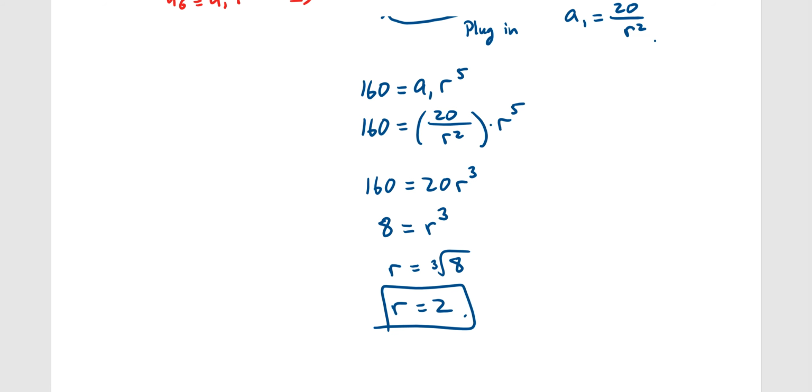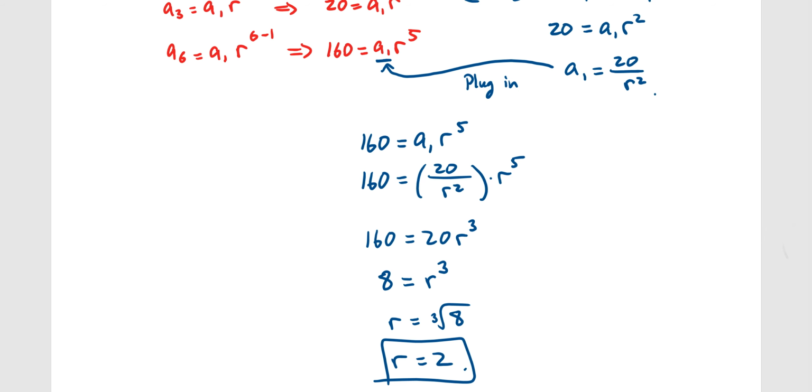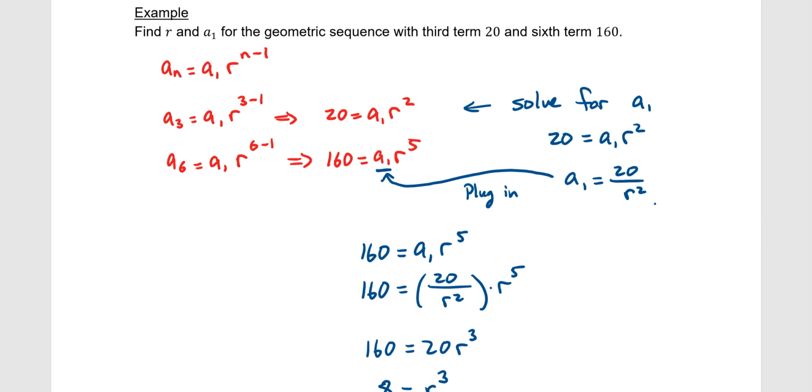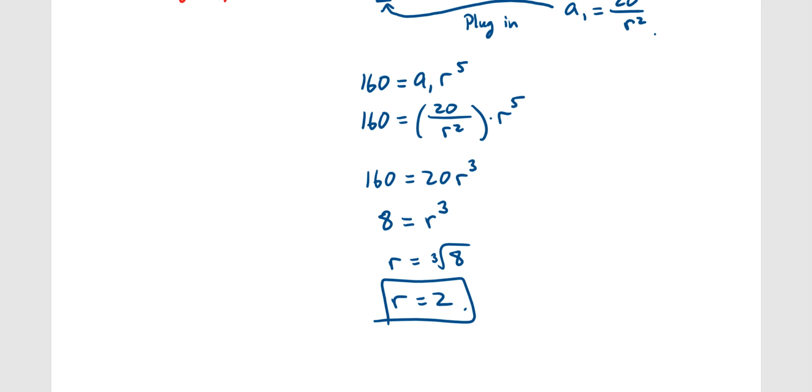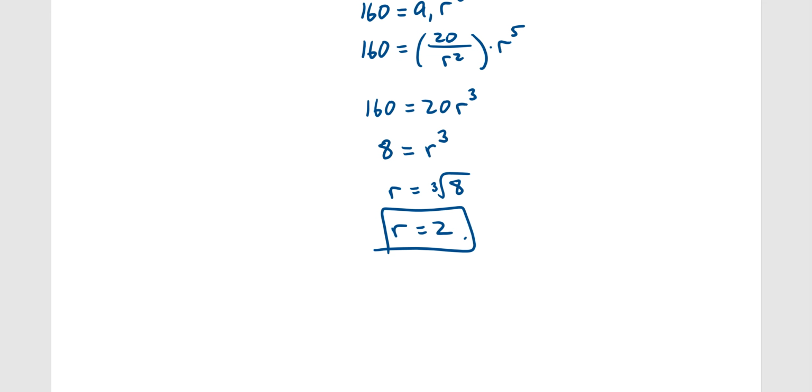Okay, so we just found the common ratio, and obviously it's a little bit more challenging than maybe the common difference was to find from the arithmetic sequences. This was essentially the substitution method. And now we still need to find a sub 1. So let's do that over here.